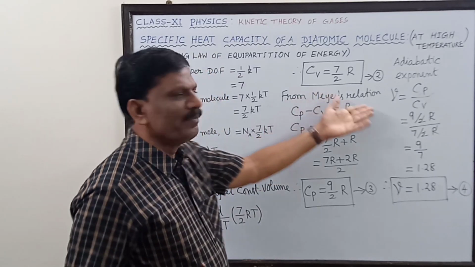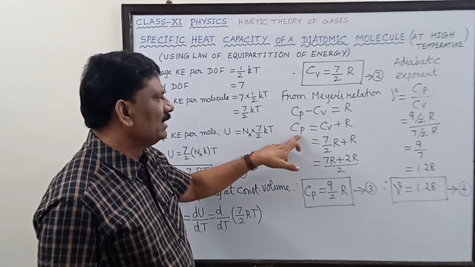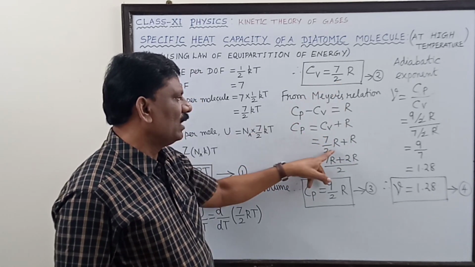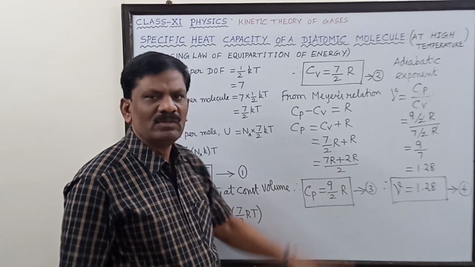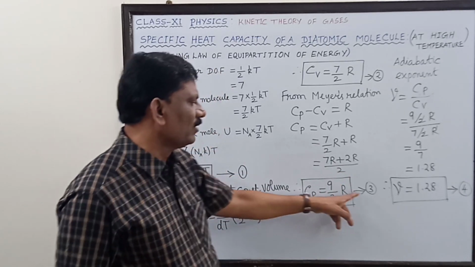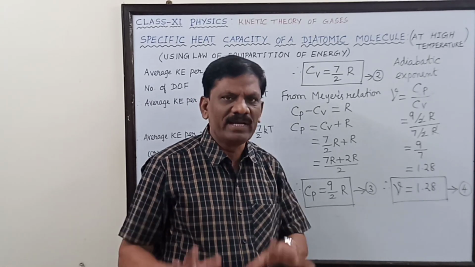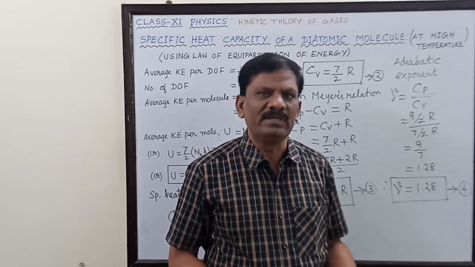Then after that, from Mayer's relation, Cp minus Cv is equal to R. Therefore Cp is equal to Cv plus R, 7 by 2 R plus R, taking LCM, it is 9 by 2 R. Therefore Cp is equal to 9 by 2 R. This is the third equation. So we have derived the values of Cv and Cp.